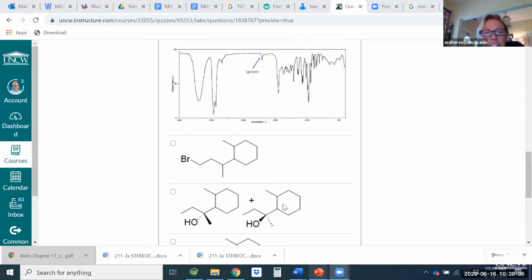The limitation to acid catalyzed hydration is you go through a carbocation. So attack can be at the top and the bottom, which is why you have to show the enantiomers here.